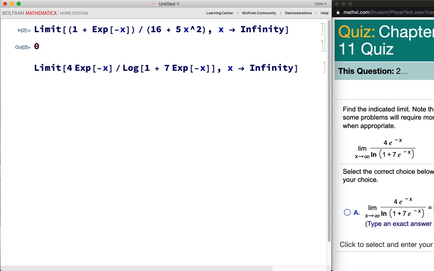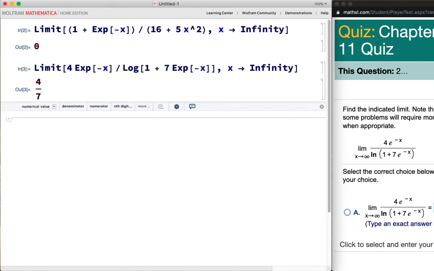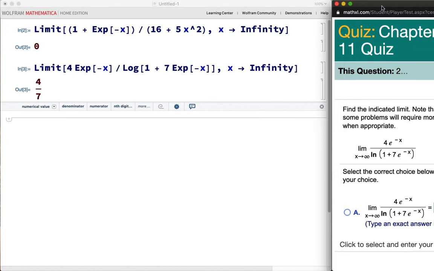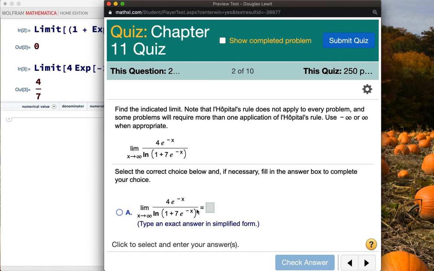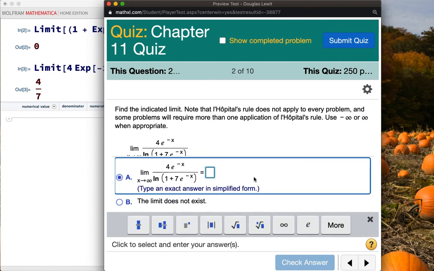I believe the answer should be 4, but let's see if the computer agrees with me. Oh, I'm sorry, 4/7, because you have the 7 in the denominator. Okay, so yeah, the answer should be 4/7. So let's see if that's true.